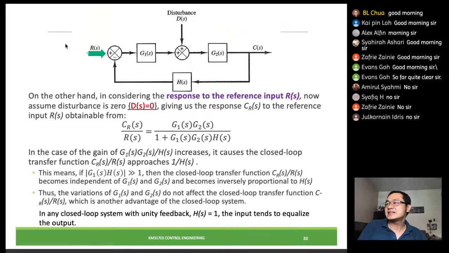look back at this feedback control system due to the input of R only. So this input system inside. Again, if we are able to control this feedback transfer function, the H itself, such that it's very high, then eventually this closed loop transfer function would become independent of G1 and G2, and is inversely proportional to the H.